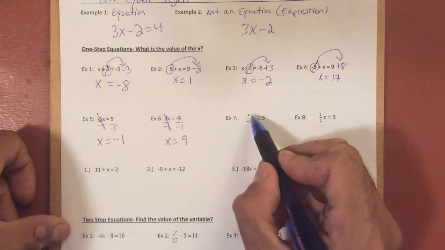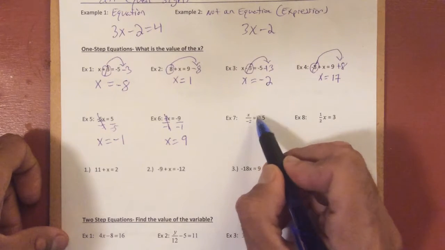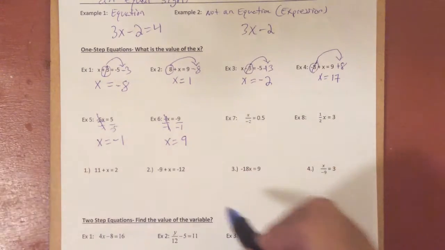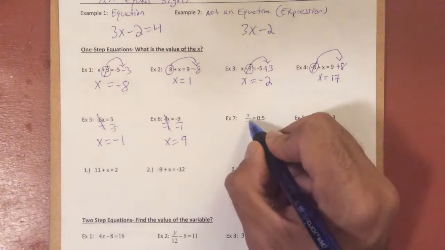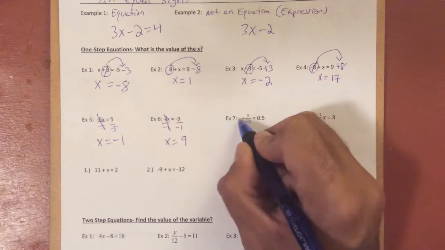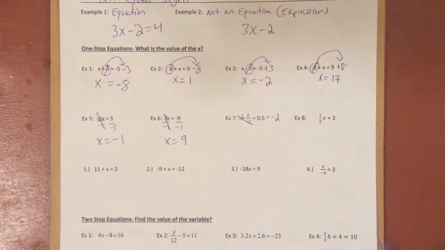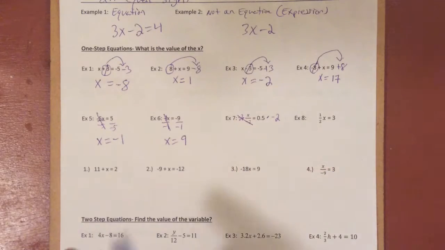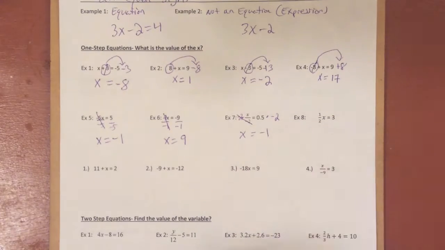Now, if you notice, this fraction symbol means division. So if there's a fraction symbol between the letter and the number, that means division. So of course, if I'm dividing, the opposite of dividing is to multiply. So the opposite of dividing -2 is to multiply -2. So these -2's go away, and I'm left with 0.5 times -2, which is just -1, equals x.